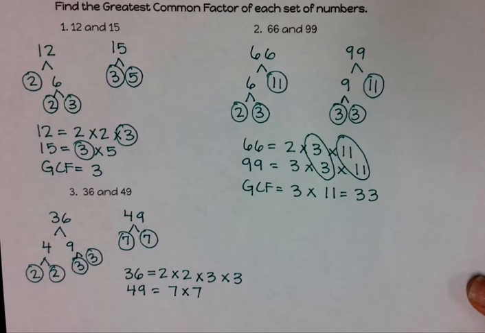Ask yourself, what factor do these two numbers have in common? And if you're saying to yourself, they don't have any factors in common, that is correct. So what would the greatest common factor be? What would the only common factor be between 36 and 49? And that answer would be 1. So our greatest common factor for 36 and 49 is 1 because we have no prime factors that are in common.